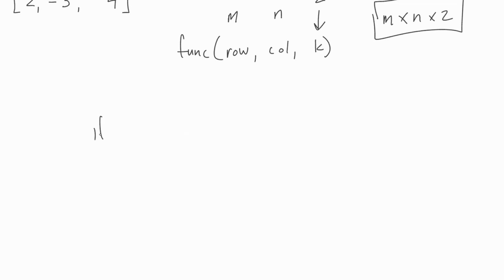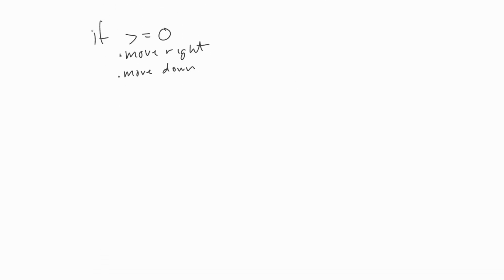So we could say if it's greater than or equal to 0, right? Our only choices are to move right or to move down, right? So this is our easier case. This is the case where we have a positive value, so all we need to decide is where to go next. The other case is where we're potentially going to lose points, right?